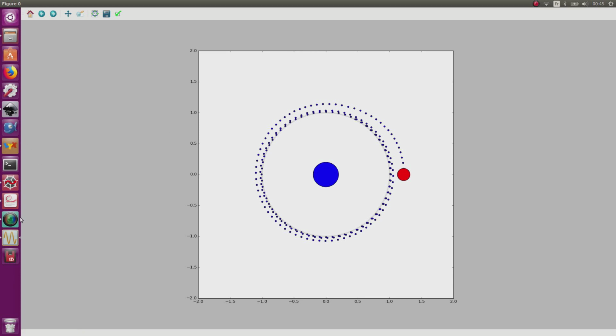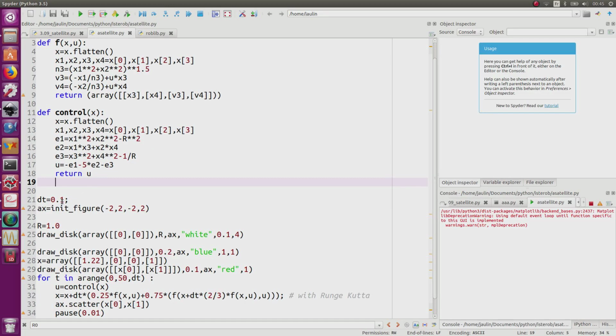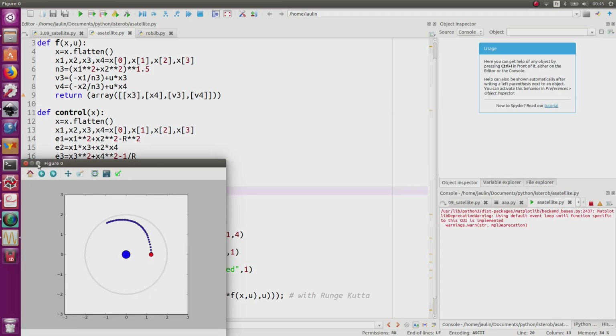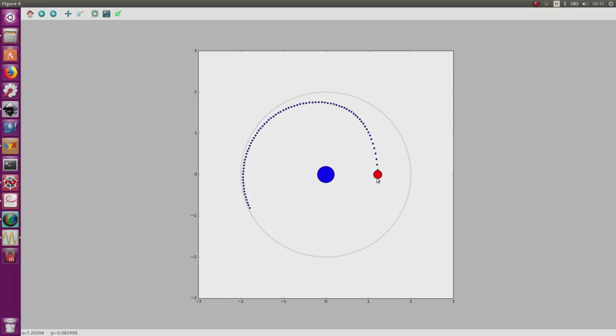Now if I consider another radius, for instance, instead of asking a radius of 1, I will ask a radius of 2. So here probably I will take another scale, and we can see that the satellite accelerates and converges exactly to the circle with the right radius.